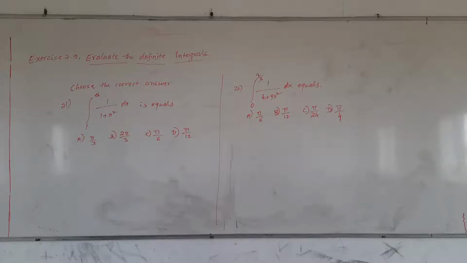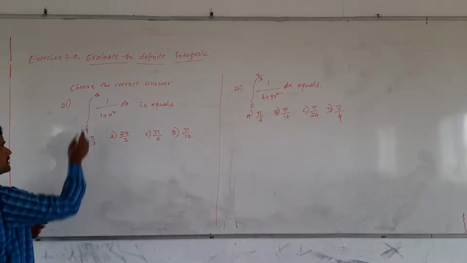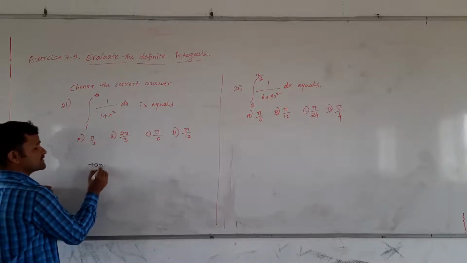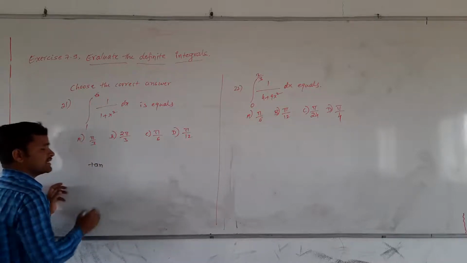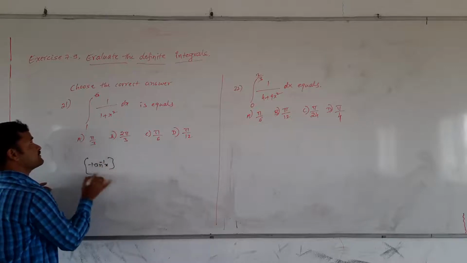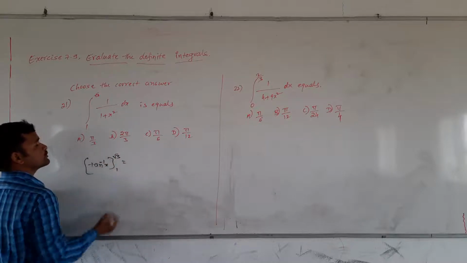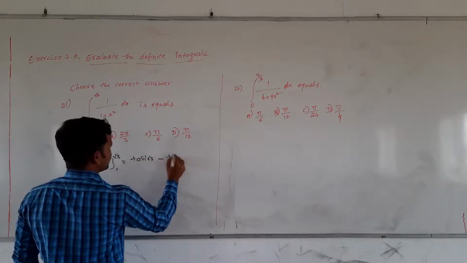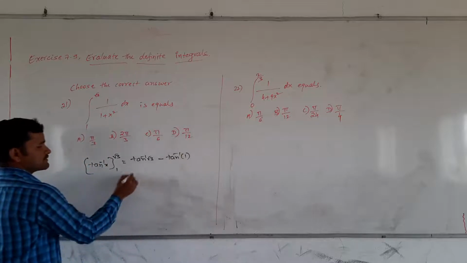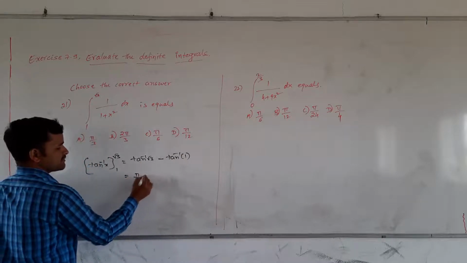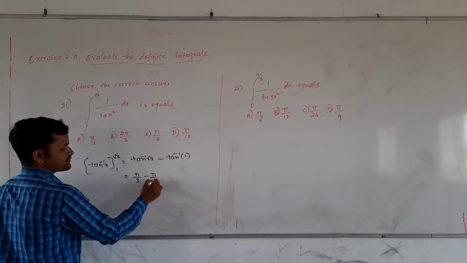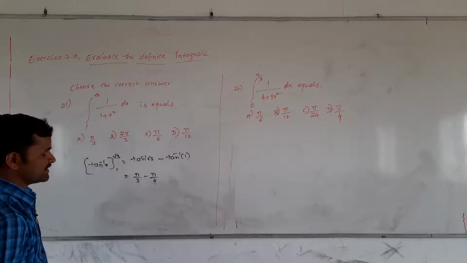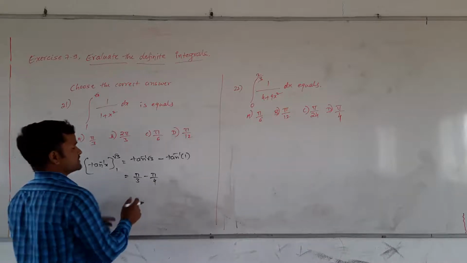Integration of this is very easy. You can say 1 by 1 plus x square, it is in the standard form. What is the integration of 1 by 1 plus x square? It is tan inverse of x, tan inverse of x from 1 to root 3. Tan inverse of root 3 minus tan inverse of 1. Tan inverse of root 3 is 60 degree, pi by 3, minus tan inverse of 1 is 45 degree, that is pi by 4. 60 degree minus 45 degree is 15 degree. 15. Where is 15?